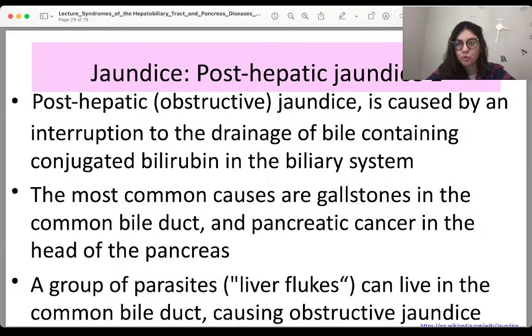Post-hepatic jaundice, or another name of this jaundice is obstructive jaundice. It is caused by an interruption of the drainage of bile containing conjugated bilirubin in the biliary system. The most common causes are gallstones in the common bile duct and pancreatic cancer in the head of the pancreas. A group of parasites, we name it liver fluke, can live in the common bile duct, causing obstructive jaundice.